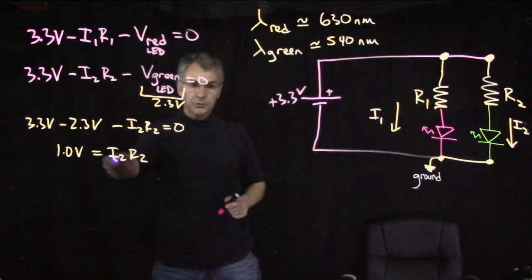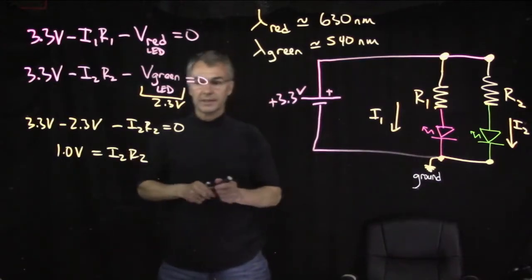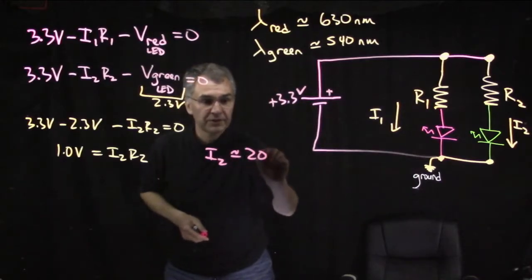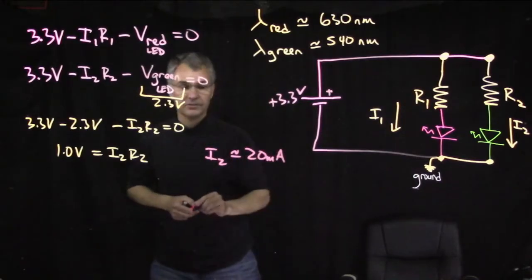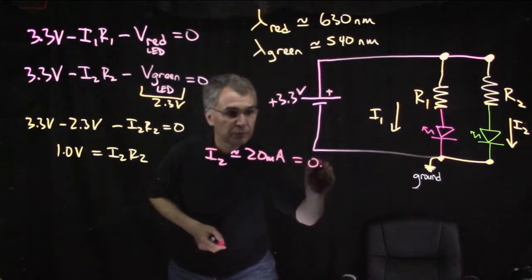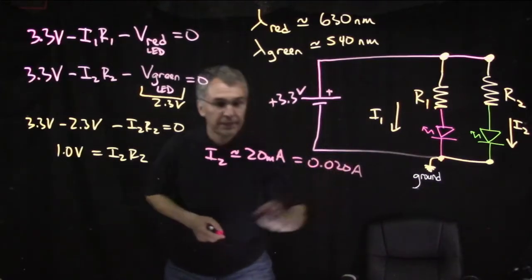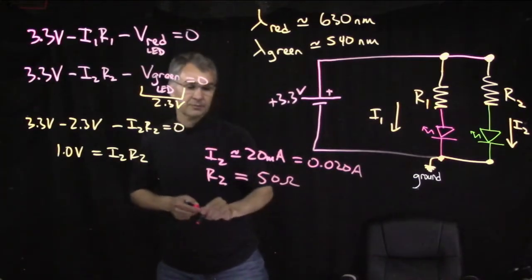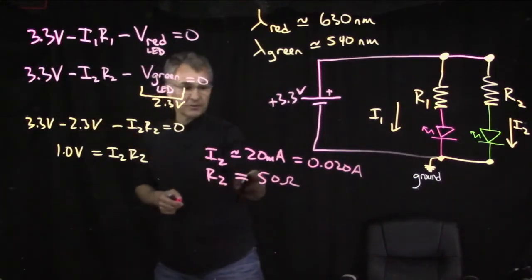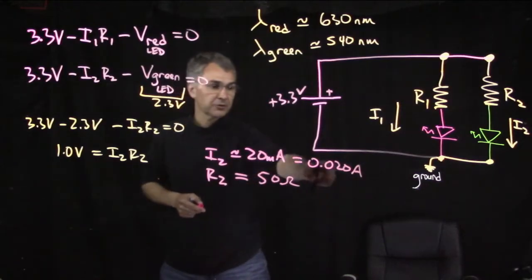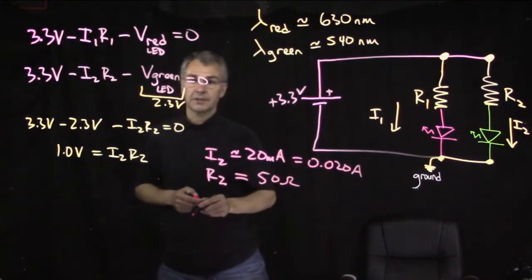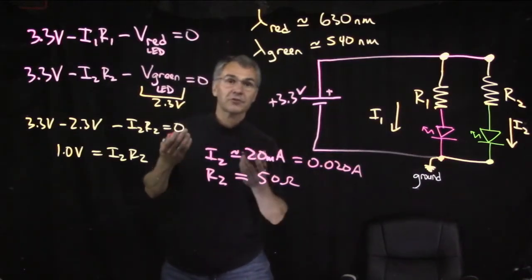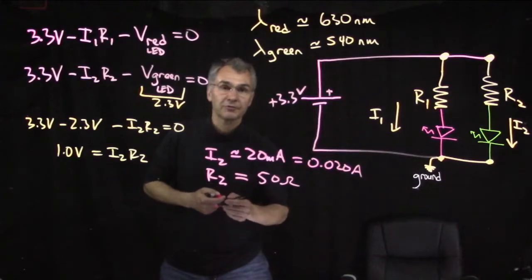If we want I2 to be several tens of milliamps, let's say I2 should be something like 20 milliamps to keep the numbers convenient. So that is 0.020 amps. Then we can make R2 equal 50 ohms. So if you take 1 volt divided by 50 ohms, you get 0.02 amps, or 20 milliamps. We're going to use the same resistor for both because your typical box of resistors doesn't have an infinite number of different values.